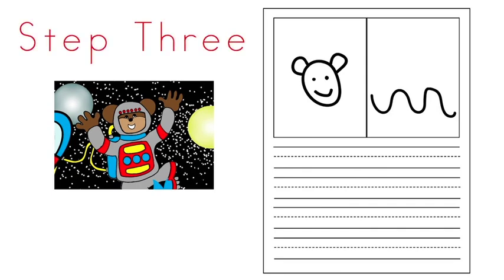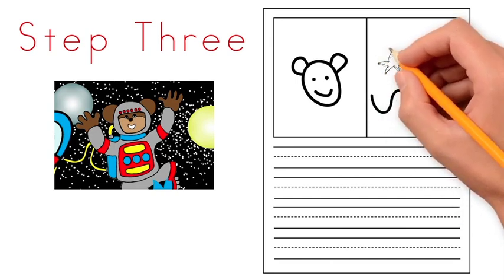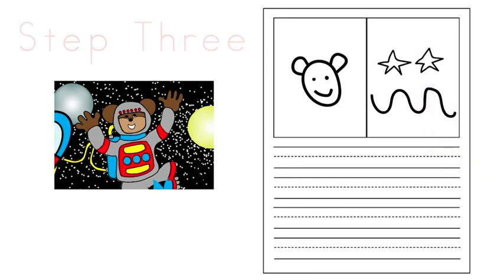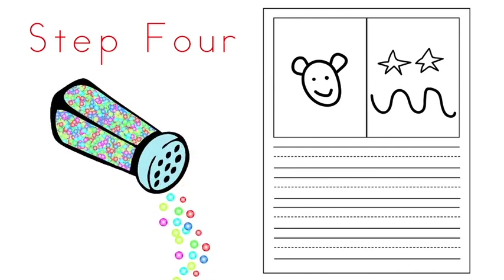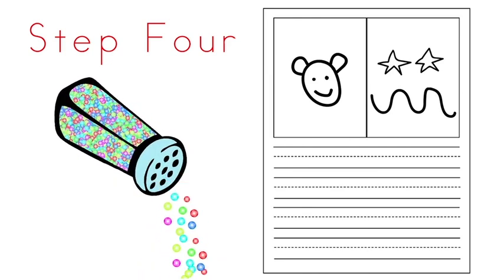Go to your planning page. In the right planning box, draw a quick sketch of some stars to show space. That was easy. Good job. Step 4. Add fancy words. Wow, look at the magic shaker. It's reminding us to add fancy words when we write.